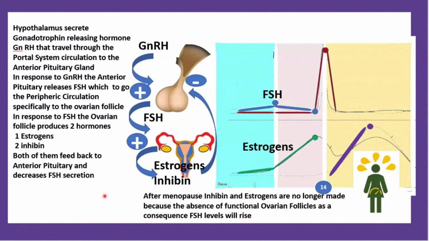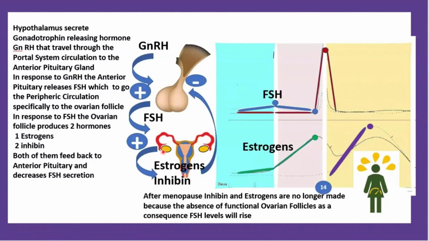Now let's talk a little bit more about the process in the first half of the cycle. So speaking about hormones, we have the hypothalamus. At the beginning of the cycle, it's going to secrete GnRH. GnRH is going to travel through the portal system and circulate to the anterior pituitary gland. Once here, as a response to the GnRH, the anterior pituitary gland is going to release FSH, which is going to make its way through peripheral circulation down to the ovarian follicle.